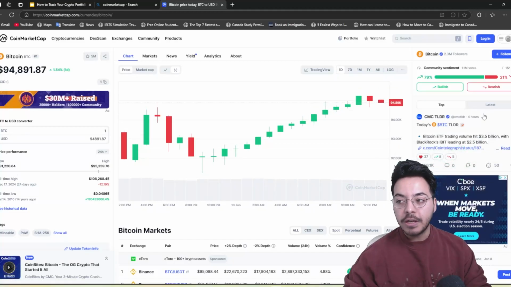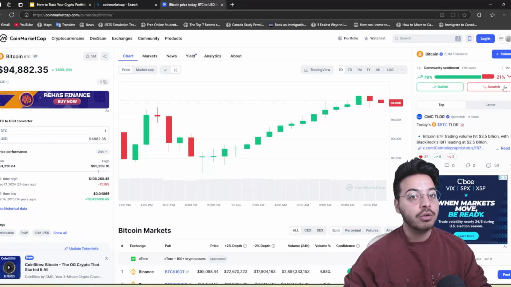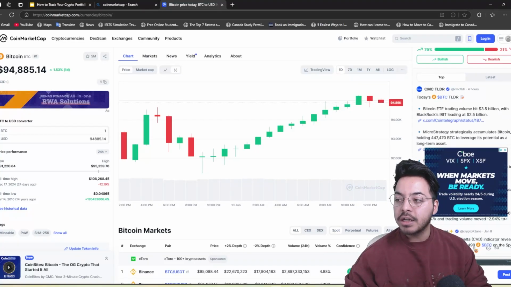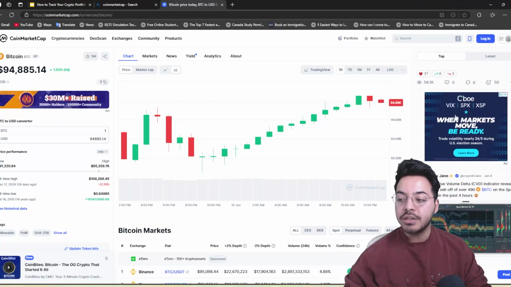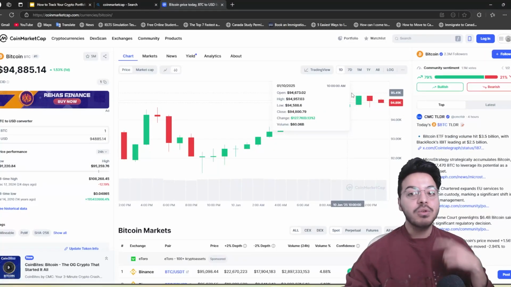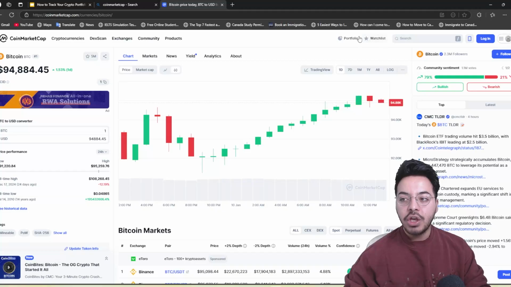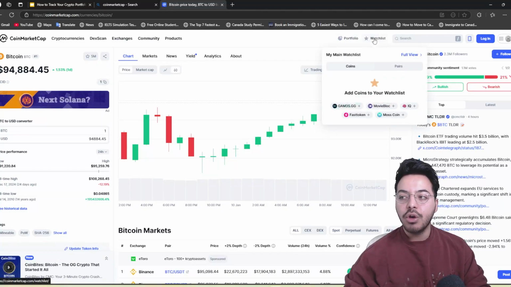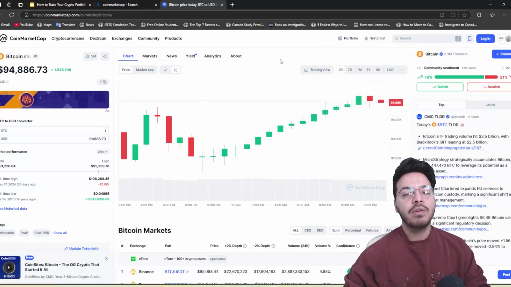And most importantly, on the right side, you can see the news feed where people are showing whether they are bullish or bearish on Bitcoin. And we can see 79% bullish. It means the price is about to jump. And we have every single piece of the latest news about Bitcoin. And most importantly, you have here your portfolio and your watchlist. You can add your favorite cryptocurrency that you want, and you have your portfolio in CoinMarketCap.